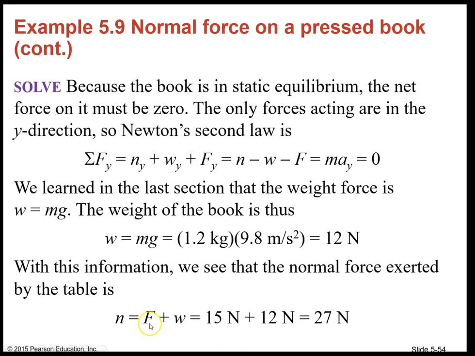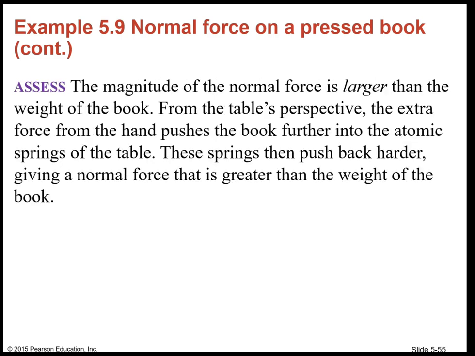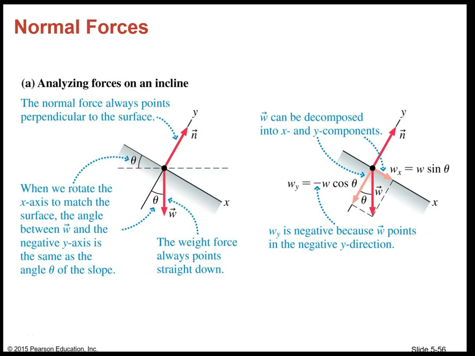The normal force has to equal the force you apply plus the weight of the object. So 15 is the force you apply, 12 is the weight of the object. 15 plus 12 is 27 newtons. So the normal force has to be 27 newtons. If the normal force were larger than the weight and applied force combined, the book would fly.